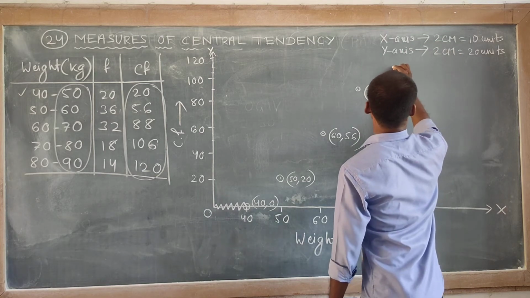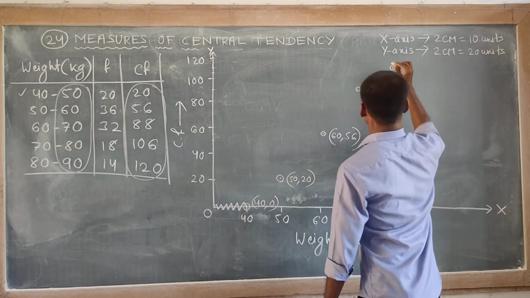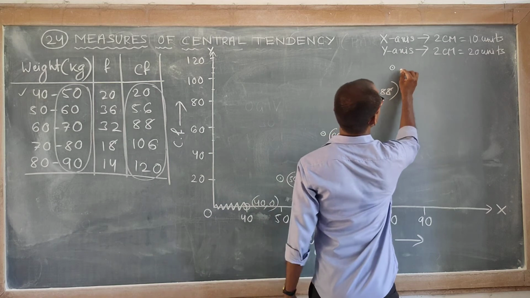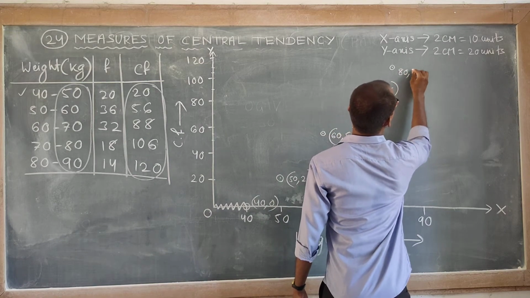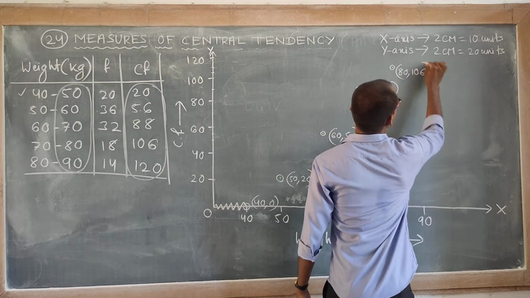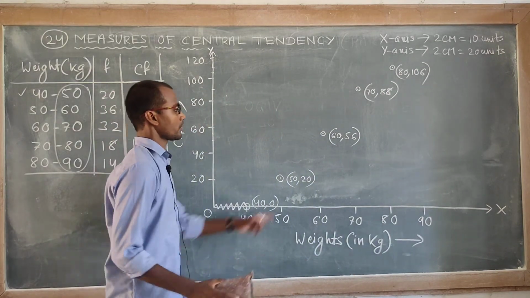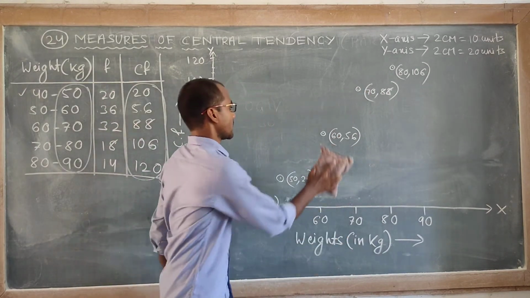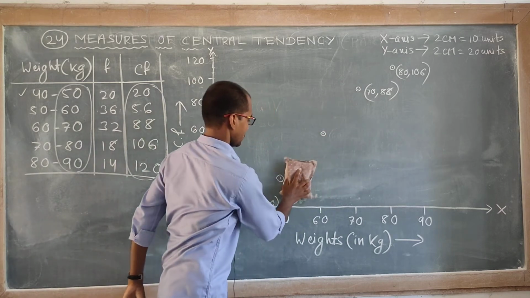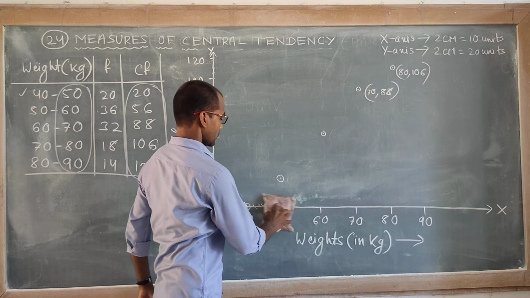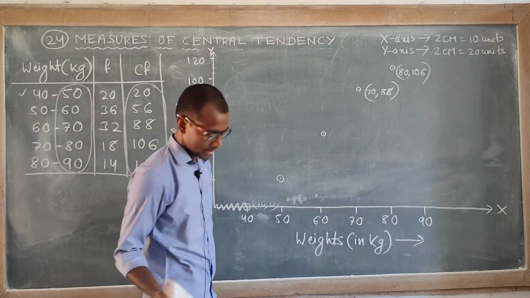Suppose this is 80, 106. Okay. I hope you have understood how to plot. So I am erasing this. Okay. Points are not erased. These coordinates you may write, you may not write. So I am erasing.